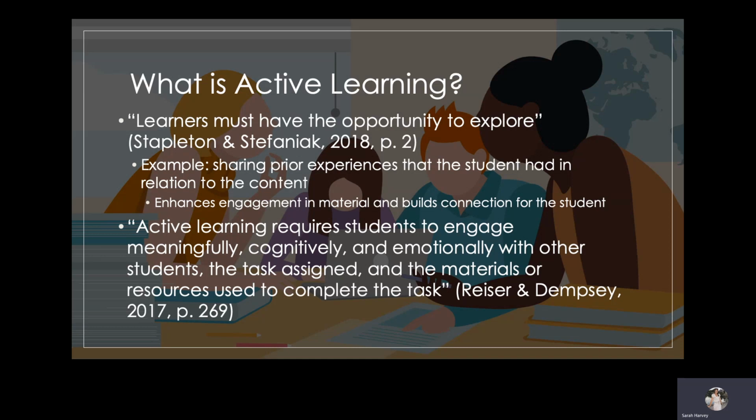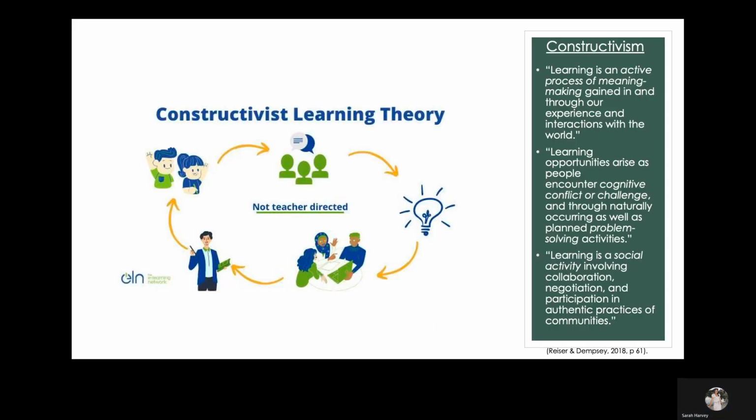And additionally, according to Reaser and Dempsey 2017 on page 269, active learning requires students to engage meaningfully, cognitively, and emotionally with other students, the task assigned, and the materials or resources used to complete the task. So not only using materials and making connections with those materials, but also collaborating and working with students and the task specifically to make connections and deepen their understanding of concepts.